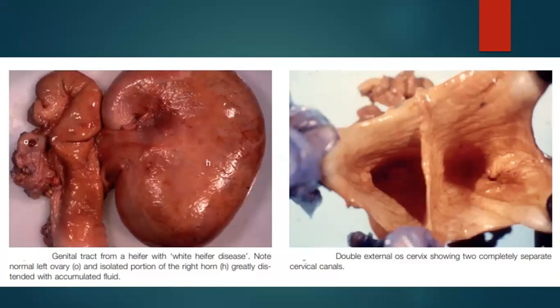Double cervical, double external os cervix, showing two completely separate cervical canals. So there are two cervical canals having two separate openings. So this is double cervix.